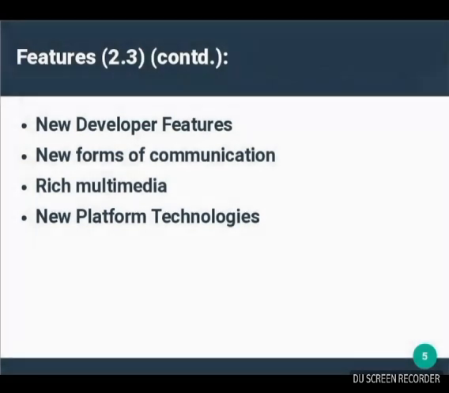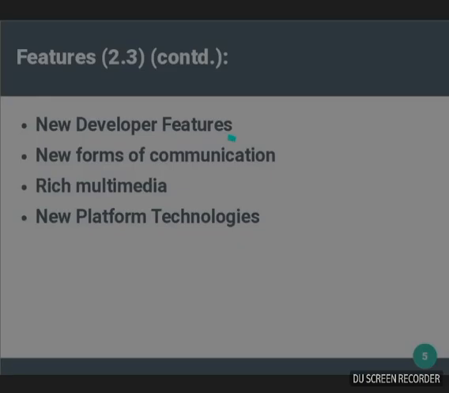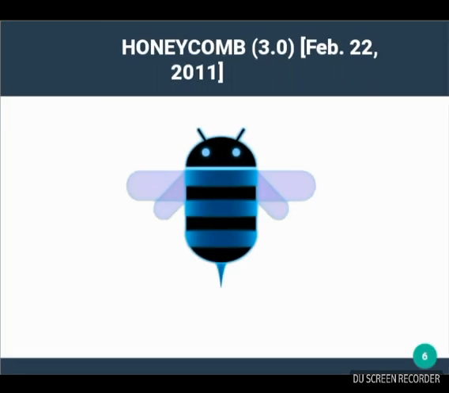So let's continue with another version. It's Honeycomb, and it was released on Feb 22, 2011, and you can see the B symbol here. So let's go into the features of Honeycomb. New UI designed from the ground up for tablets.